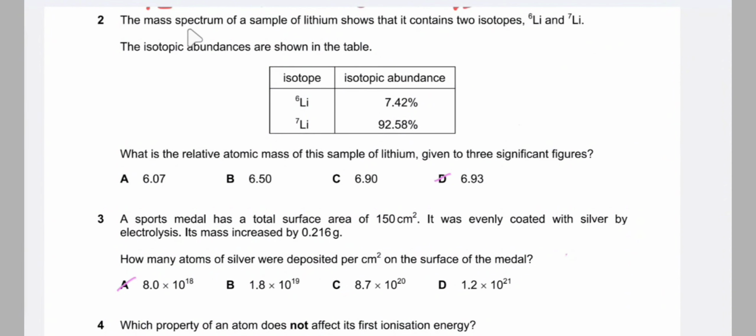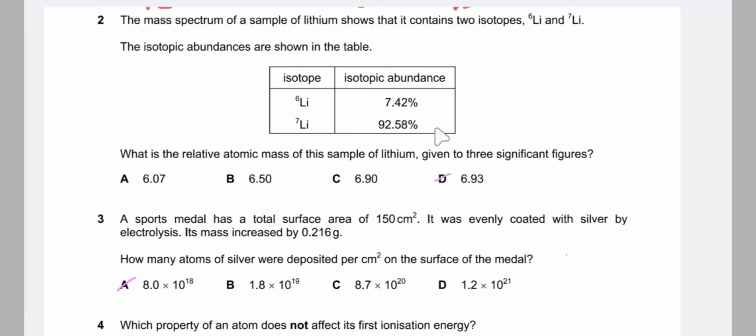Number 2. The mass spectrum of a sample of lithium shows that it contains 2 isotopes, lithium-6 and lithium-7. The isotopic abundances are shown in the table. So this is the isotopic abundance, for 6 the percentage is given and for 7 the percentage is given. What is the relative atomic mass of the sample of lithium, given to 3 significant figures?